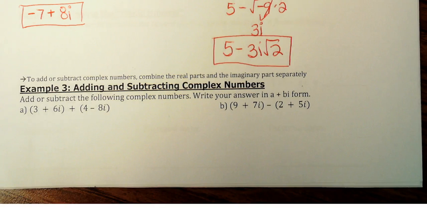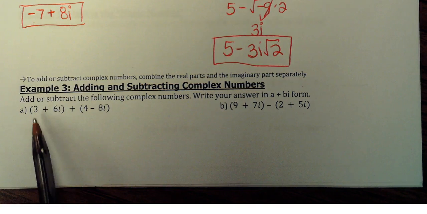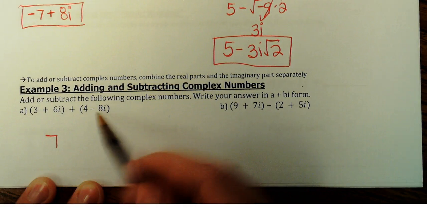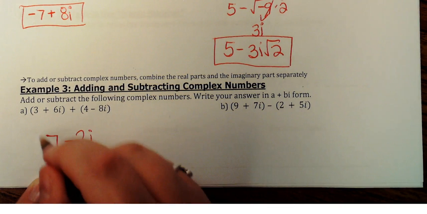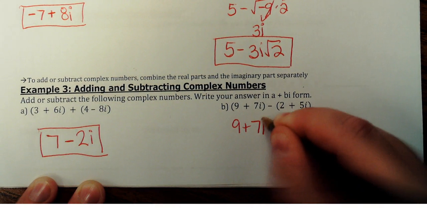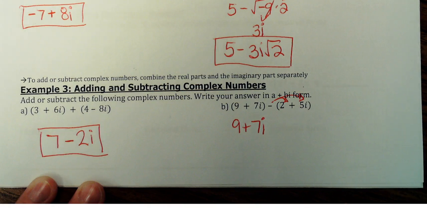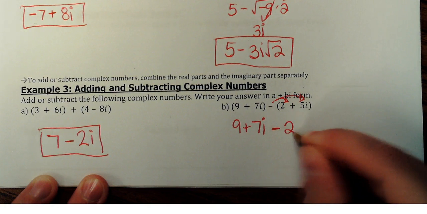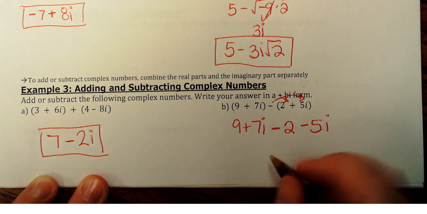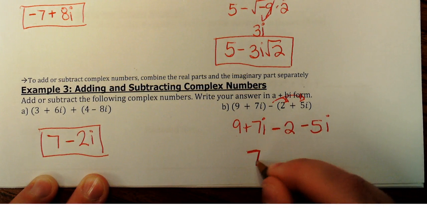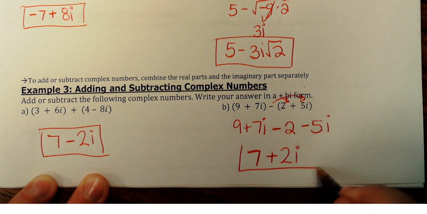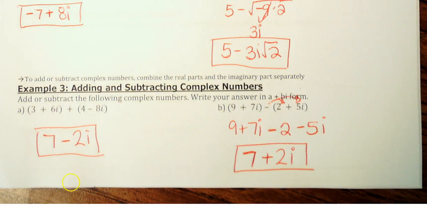Adding and subtracting, this is literally just combining like terms. You're going to add the real parts together. So 3 and 4 is 7, 6i minus 8i would be minus 2i, and that's my answer. For this question, if you're doing subtraction, I would just encourage you to do one quick step, because you have to subtract both parts of the imaginary number. So this is going to be -2 and then minus 5i, then combine your like terms. So 9 minus 2 is 7, and then 7i minus 5i would leave me with a plus 2i. Those are my two answers there.